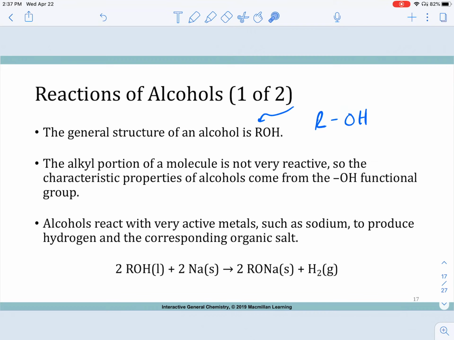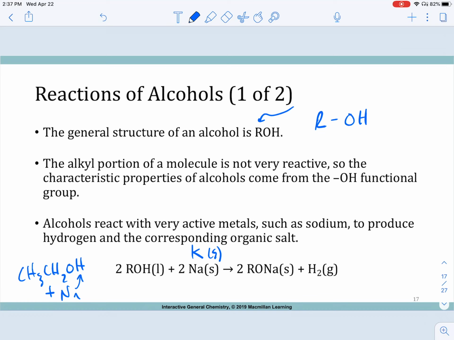If you put an alcohol in with a reactive metal, like sodium or potassium, those first group elements, the alkali metals, you produce the corresponding salts and H2 gas. So this is a very vigorous reaction. Let's use ethanol as an example, and we add sodium to this.